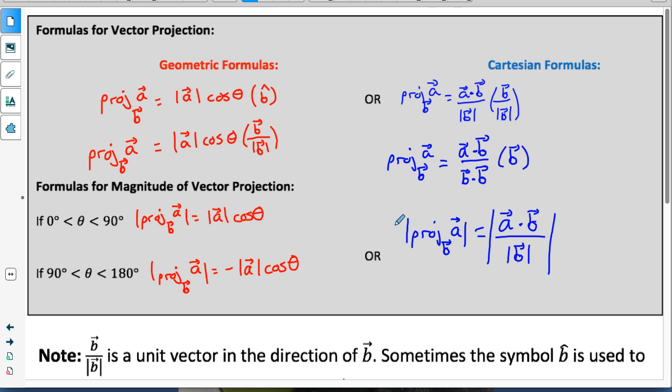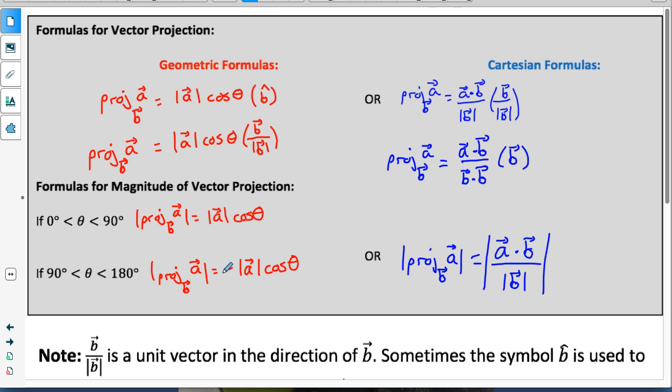So make sure you have all of these formulas filled out very carefully, because we're now going to be solving some questions that ask us to find vector projections or magnitude of vector projections for either geometric or Cartesian vectors. And also, before we do that, I said I would prove to you that the magnitude of b squared was equal to b dot b. So I'll do that quickly now before we do some examples.